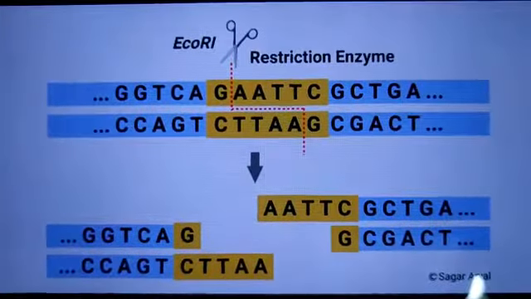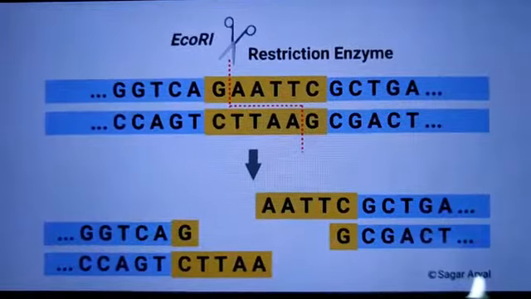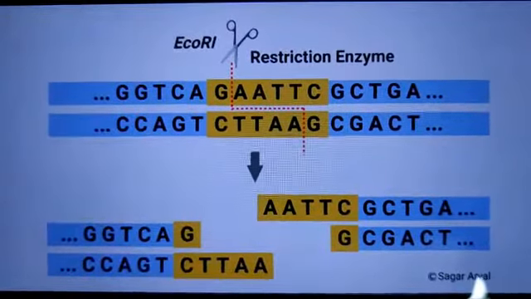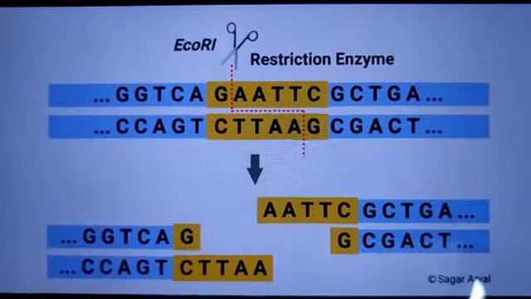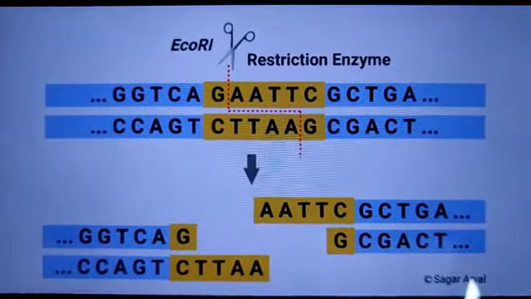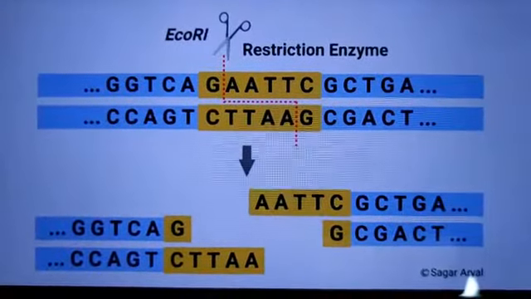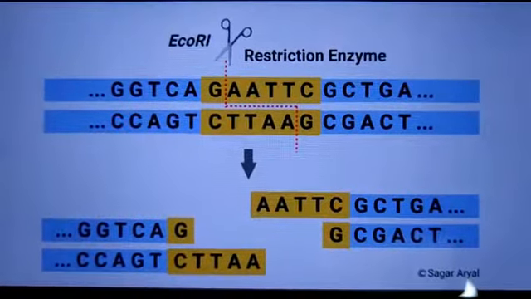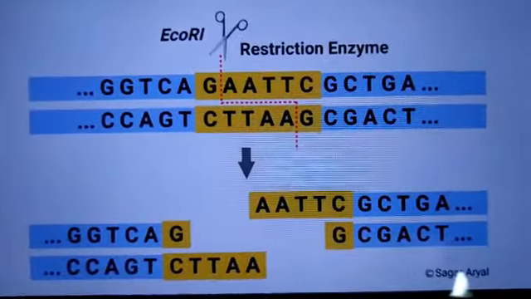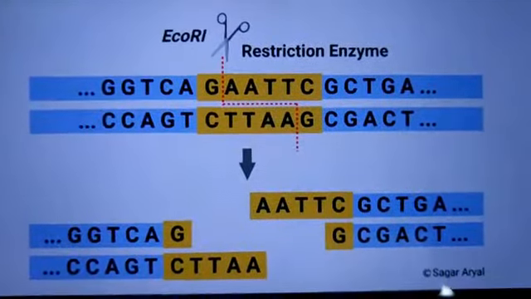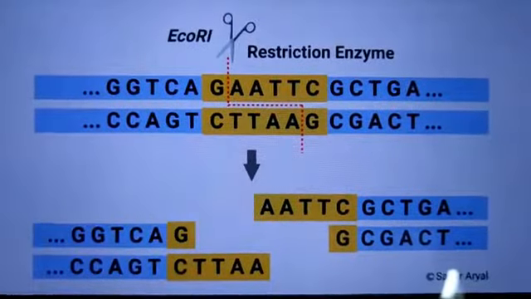There are two types of restriction enzymes: one is the exonuclease, another one is the endonuclease. First, restriction endonuclease. Restriction endonuclease is also called a molecular scissor because it cuts the DNA at a specific site. So the restriction enzymes are called molecular scissors. This acts as a foundation of recombinant DNA technology.